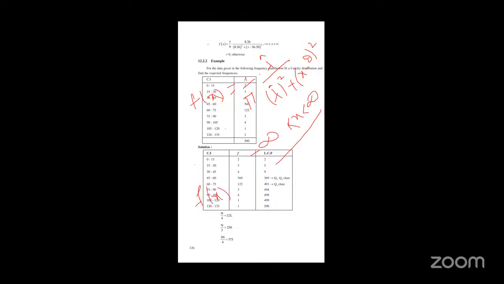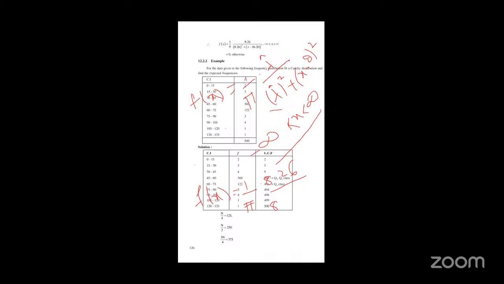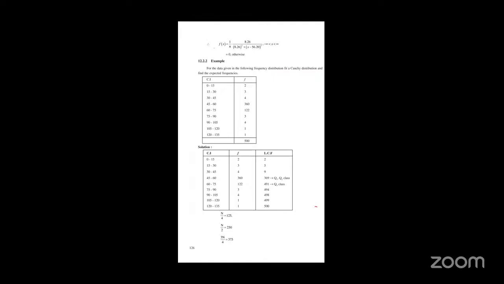So f of x equals 1 by pi into lambda, and the lambda value is 8.26, by lambda square, which is 8.26 whole square, plus x minus theta, where x is x only and theta is 56.20, whole square. So the same thing we wrote here. See, this is the probability density function.